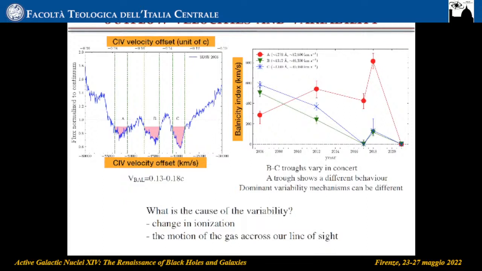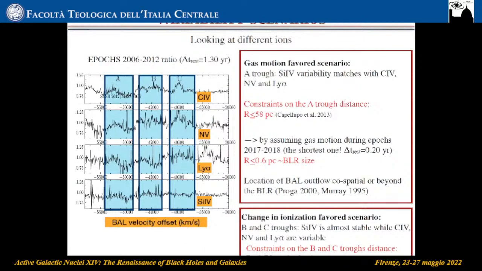But what are these mechanisms? The dominant mechanism could be a change in ionization or the transverse motion of the gas across our line of sight. So we tried to understand what the primary causes of this variation are, and in particular we compared the first two epochs, the SDSS, because they have the widest wavelength range, and so we can also probe the BAL for different ions. Here you can see the A and B C troughs for carbon 4, nitrogen 5, Lyman alpha, and silicon 4.